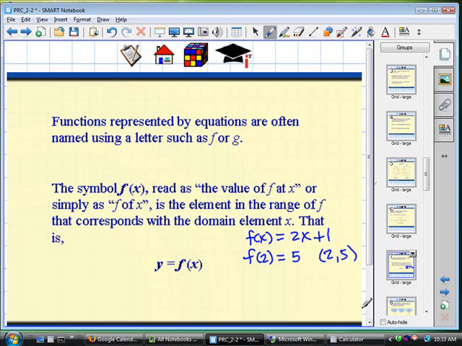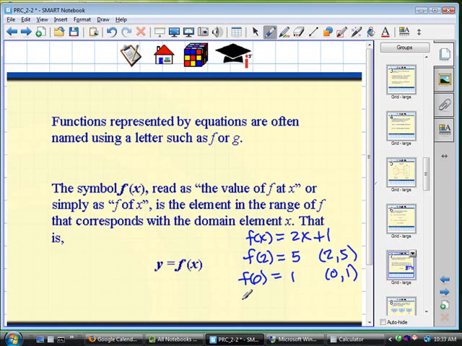What's f of 0? You bet. And what is that? What's the ordered pair for that? 0 comma 1. So isn't function notation wonderful? It shows you exactly what they want you to substitute, and it gives you the ordered pair. It's a perfect match.